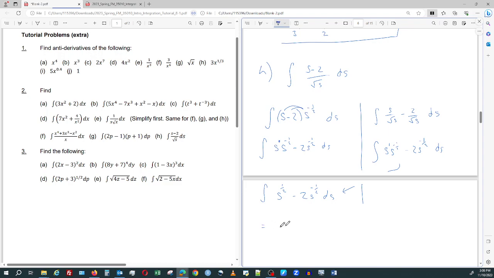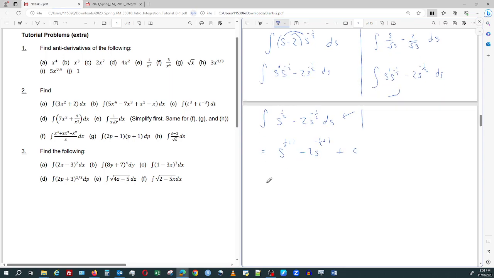So we can go ahead and do the integration. So it'll be s to the half plus 1 minus 2s to the minus a half plus 1 plus c. So a half plus 1 and minus a half plus 1. So we're going to end up with s to the 3 on 2 divided by 3 on 2, which is 2 on 3.